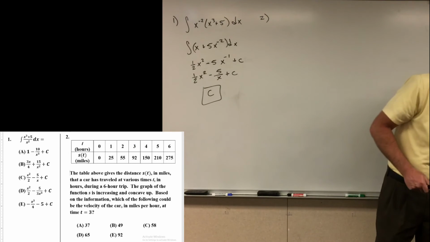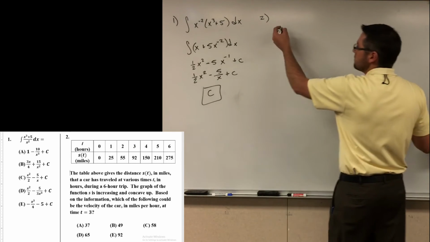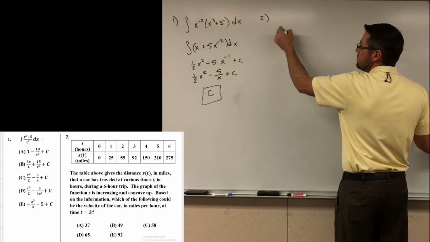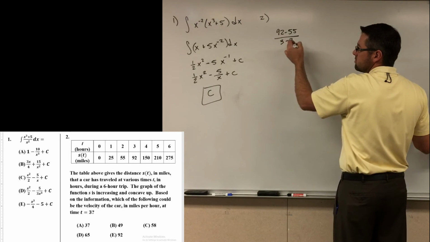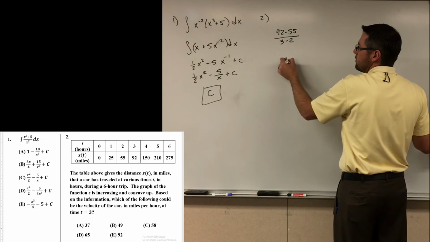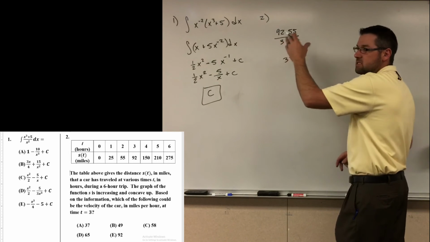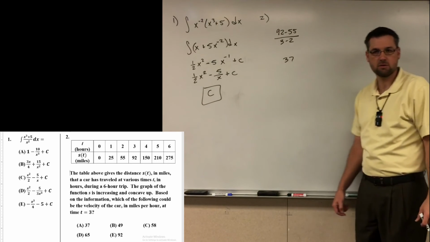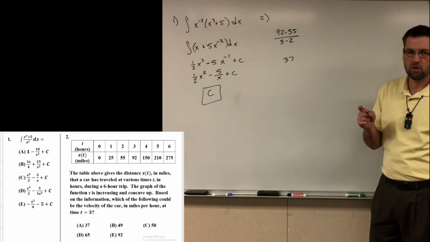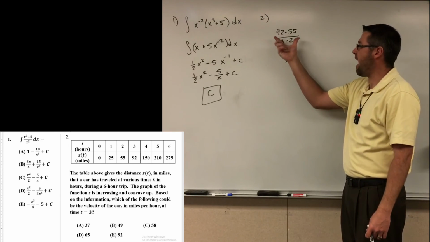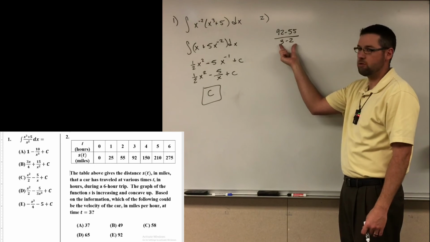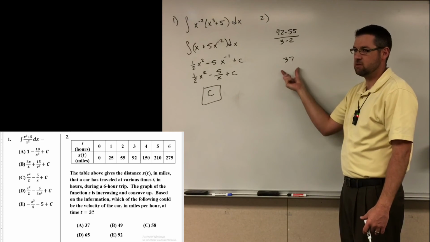So let's go ahead and find the slope between 2 and 3. What's the slope between 2 and 3? 92 minus 55 over 3 minus 2, which is what? 37. Now this is the velocity somewhere between 2 and 3. What's that called? Yes, but what's the theorem? The mean value theorem, because we're finding slope, right? The mean value theorem states that the average slope from 2 to 3 will be this somewhere between 2 and 3.